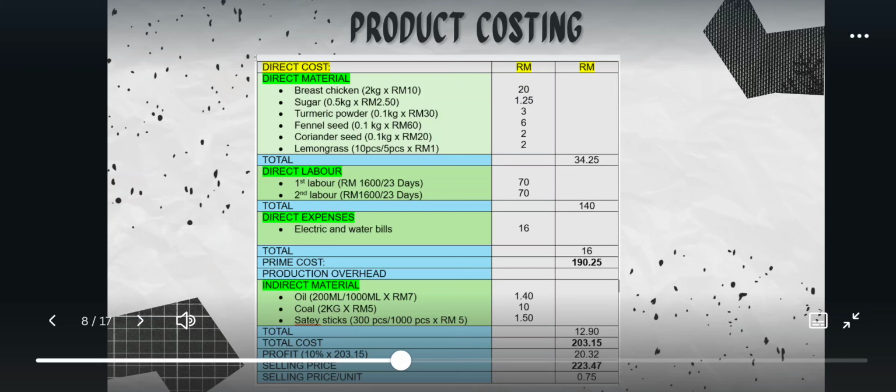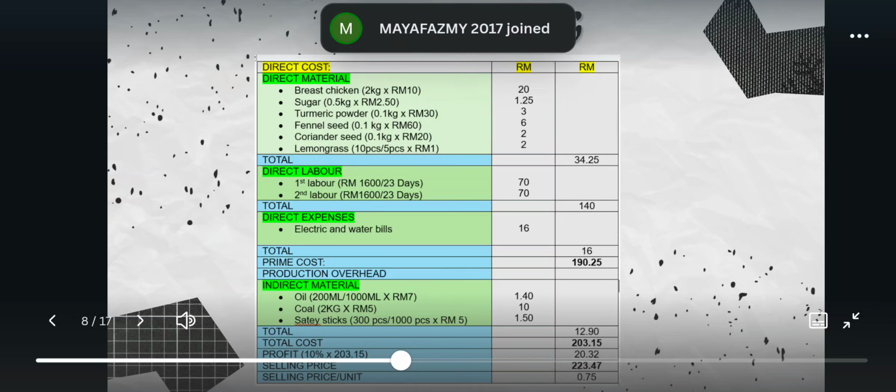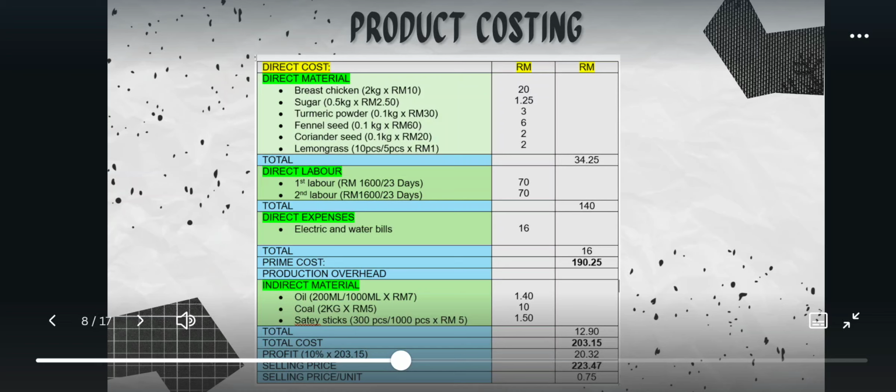And we total up, the answer we get is 12 ringgit 90 cents. And to find total cost, the prime cost plus the total of indirect material, which is 190 ringgit 25 cents plus 12 ringgit 90 cents. The answer will be 203 ringgit and 15 cents.